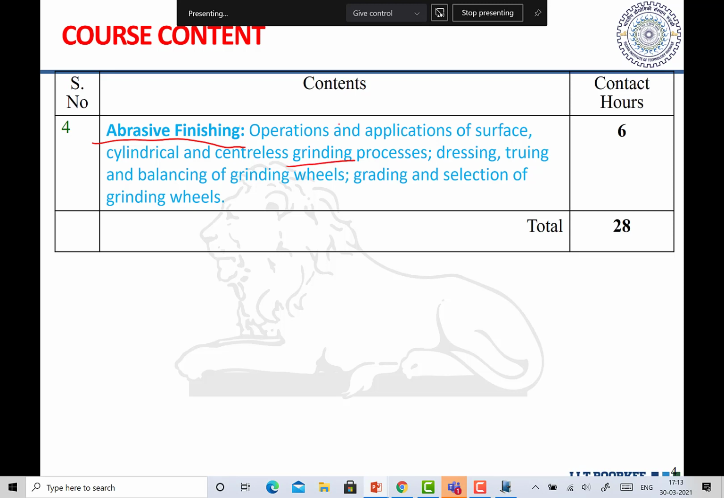Okay, so whether it is surface grinding or cylindrical, or curved-shaped components which need to be smoothed, basically this is the finishing process, the abrasive finishing process, which here is grinding. So what are the different aspects related to grinding? The different grinding machines and different types of grinding, like surface grinding, cylindrical grinding or centerless grinding.